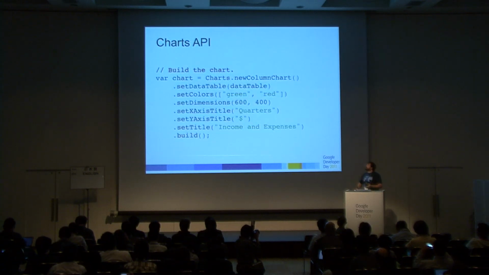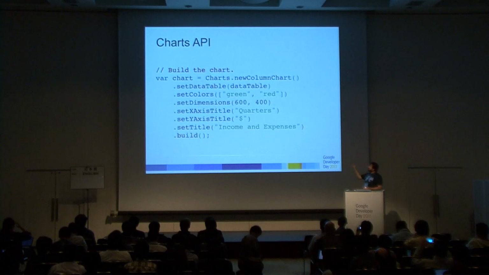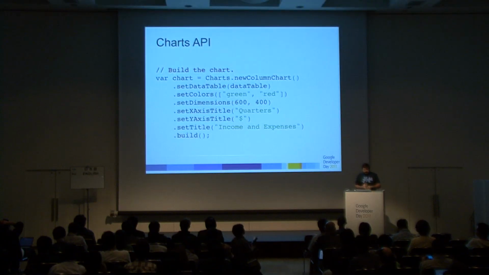Now we can build a chart. And there are different builders for different types of charts. In this example here, we're going to build a column chart. We give it the data table that we just created. And then we can customize it. We can customize how it's displayed, set the colors, give it a size, add labels to the different axes, build it. Now we have a chart object.